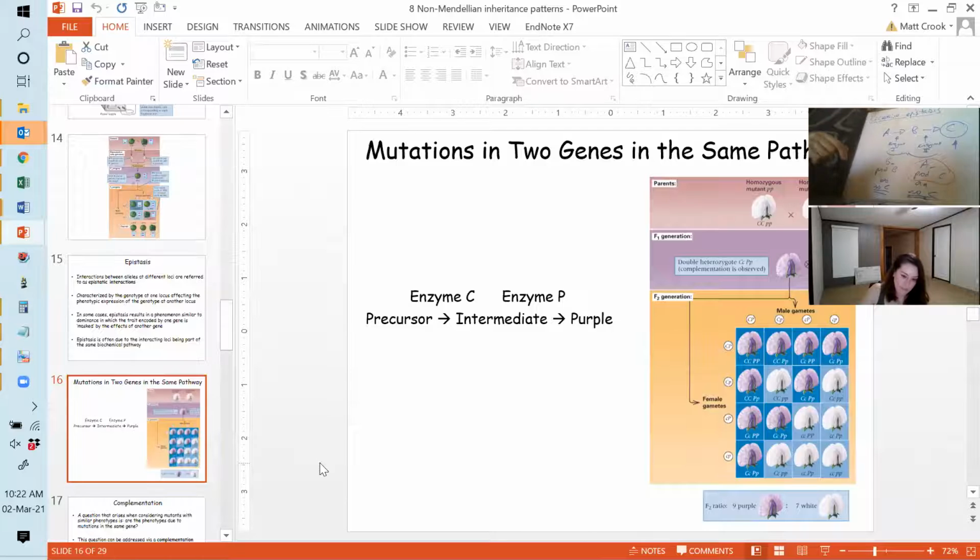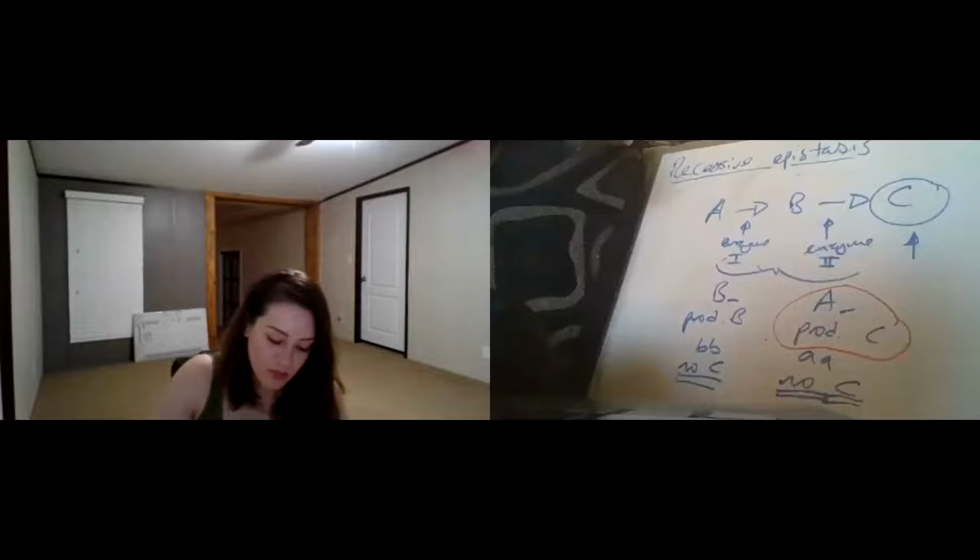That's recessive epistasis. I'm just going to show you a real quick one. Anybody have any questions about that before I move on? Okay.